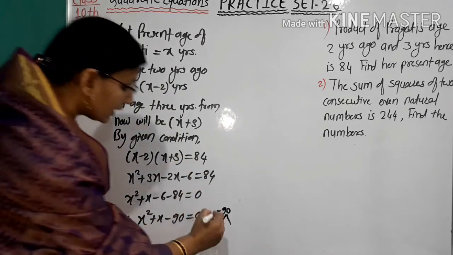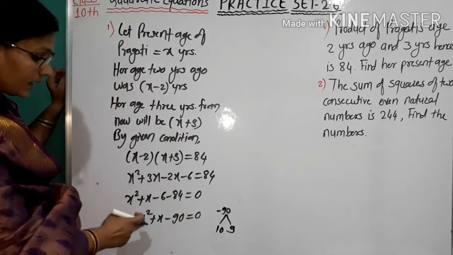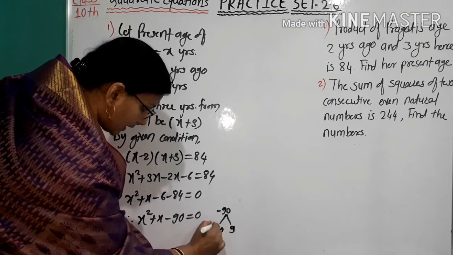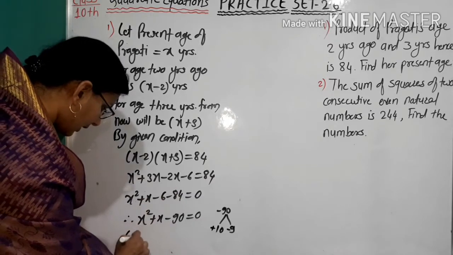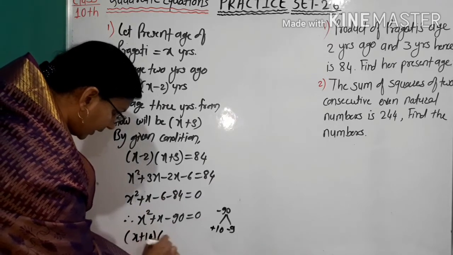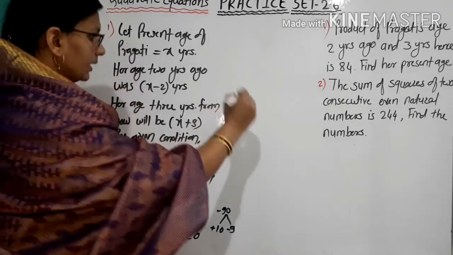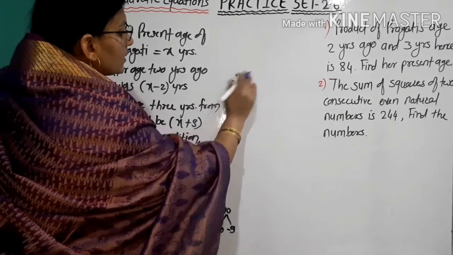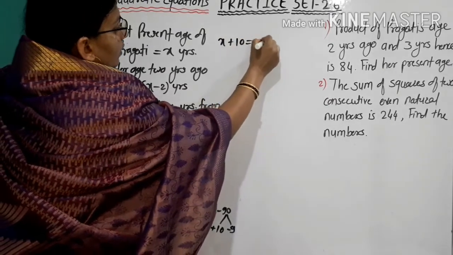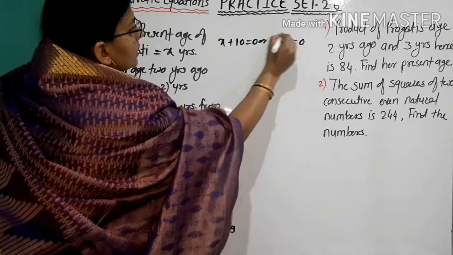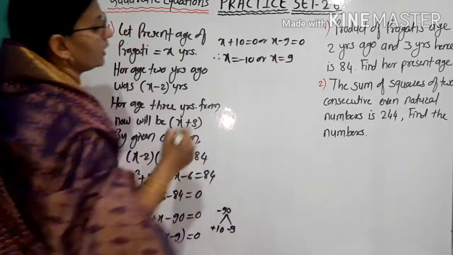Factors of 90 are 10 and 9. Here the sign of the middle term is positive, so plus 10, and the smaller factor is negative. I write the factors directly, that is x plus 10 in one bracket, x minus 9 in another bracket, equal to 0. Therefore x plus 10 equal to 0 or x minus 9 equal to 0. Therefore x equals minus 10 or x equals 9.